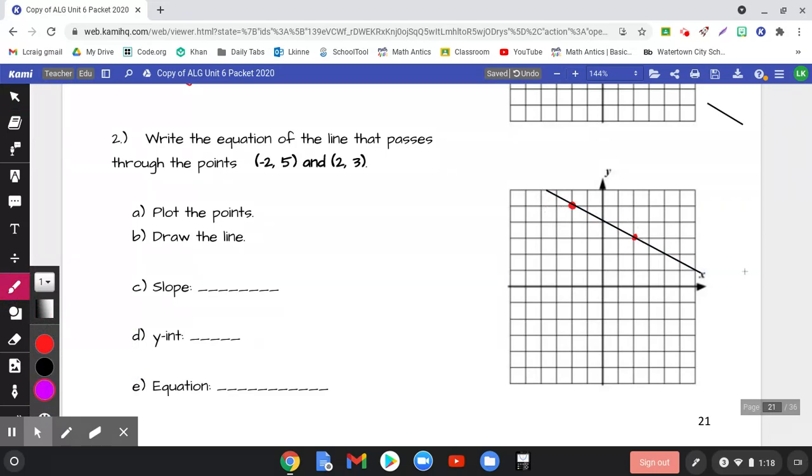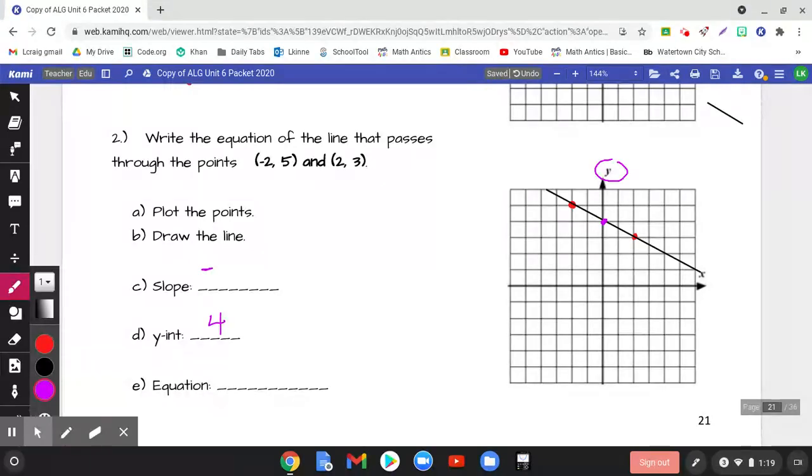Okay, so we plotted our 2 points. I drew a line carefully. Now we're going to find the slope and y-intercept. I always like to find the y-intercept first because it's pretty easy. It's right where it's crossing the y-axis. It crosses at 1, 2, 3, 4. All right. And my slope, I can see it's going down from left to right, so I know it's negative. We'll figure out how far down it's going.